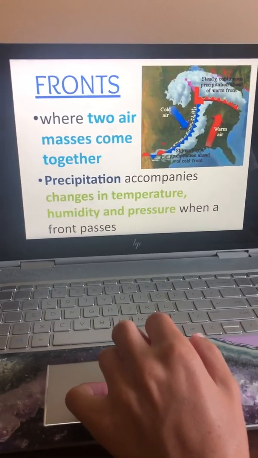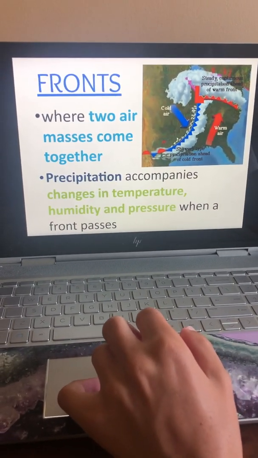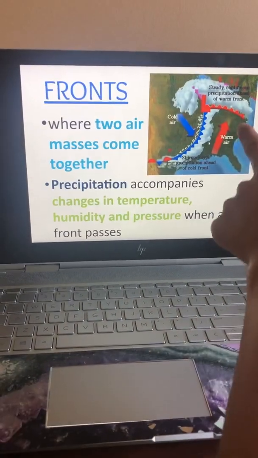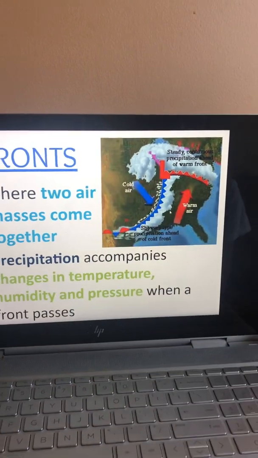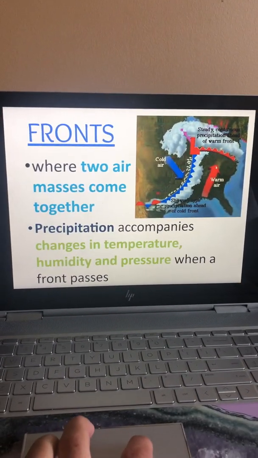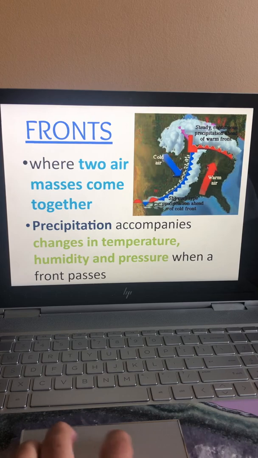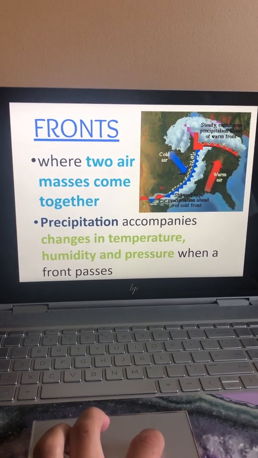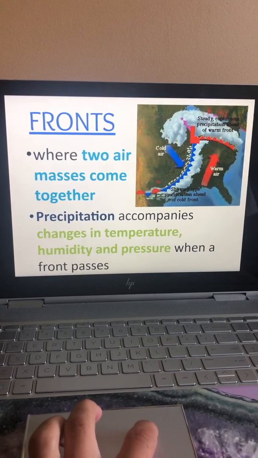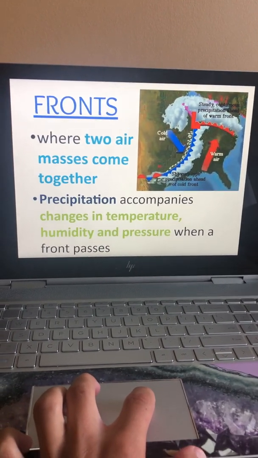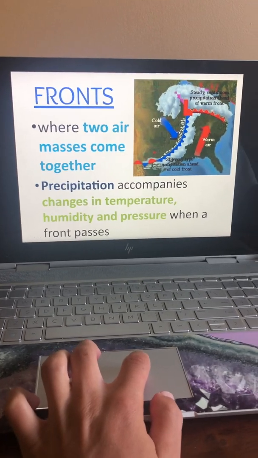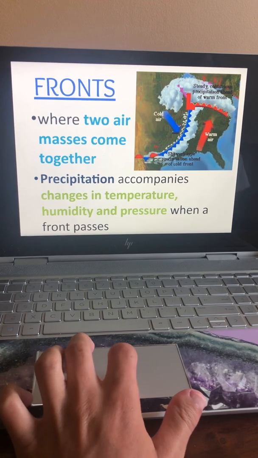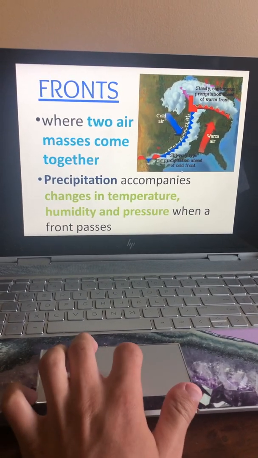Okay, Joey, go ahead. Yes, so fronts form when 2 air masses come together. For example, in this picture we have the warm air and the cold air, and when the cold air moves into the warm air, we will get precipitation like thunderstorms. For example, when it's really hot out here, we usually get thunderstorms near the end of that heat wave because of a cold front moving through, when the cold air moves into the hot air.